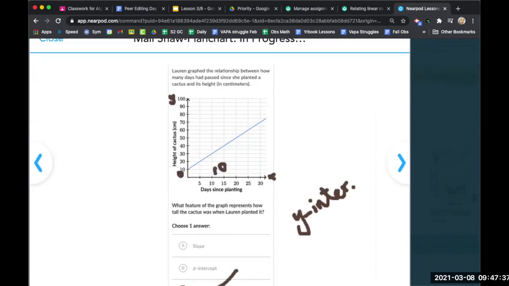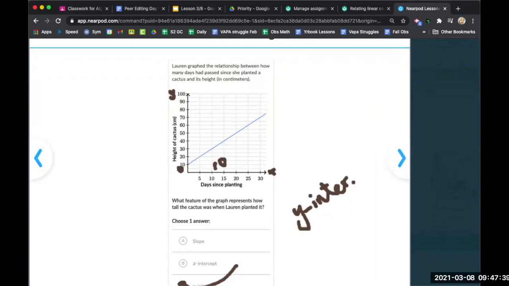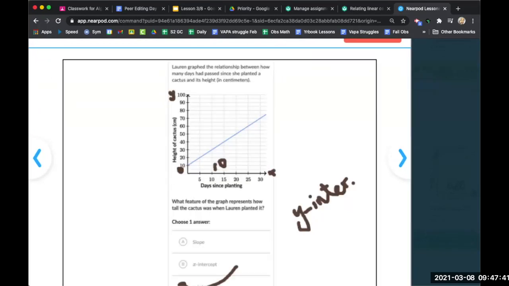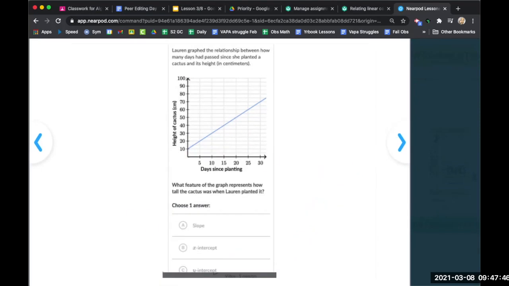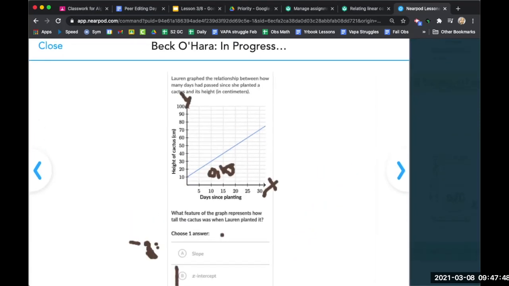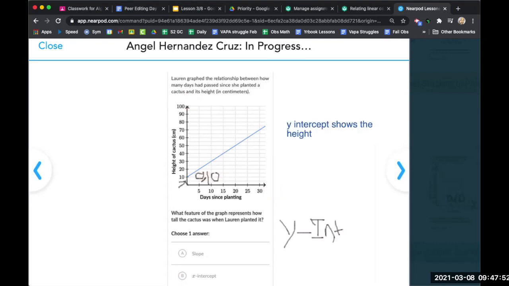Good job, Molly. We've got the answer as well as a point. It's actually 0, 10, but you're on the right track. We'll give that to you. So Molly's got it. We also have Beck O'Hara, as we said before. Good job. And over here, nice job on this one, Angel. The y-intercept shows the height, and then 0, 10 is that point. It means it was 10 centimeters when it started.